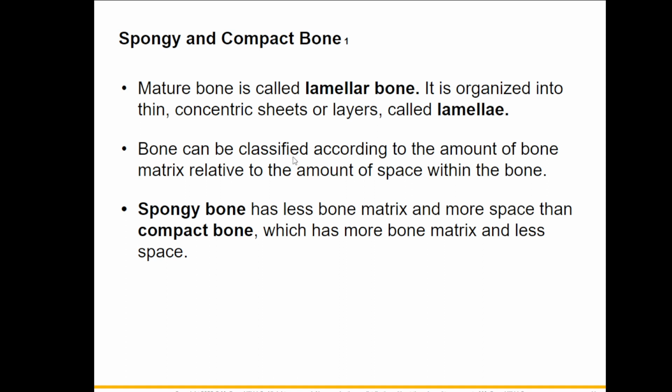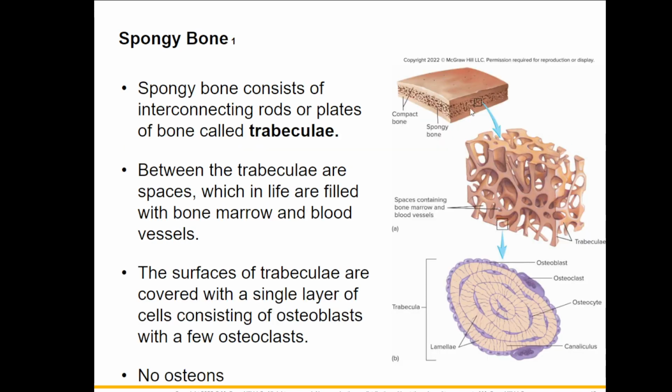Now, bones can be classified according to the amount of bone matrix relative to the amount of space within the bone. So, spongy bone has lesser bone matrix and has more space, while compact bone has more bone matrix and has less space. So, let's look at them one by one. This is your spongy bone. Again, as mentioned, there is less matrix and more spaces. That's your spongy bone. They are composed of rods and plates. You can see it here, right? You can see those rods and plate formation.